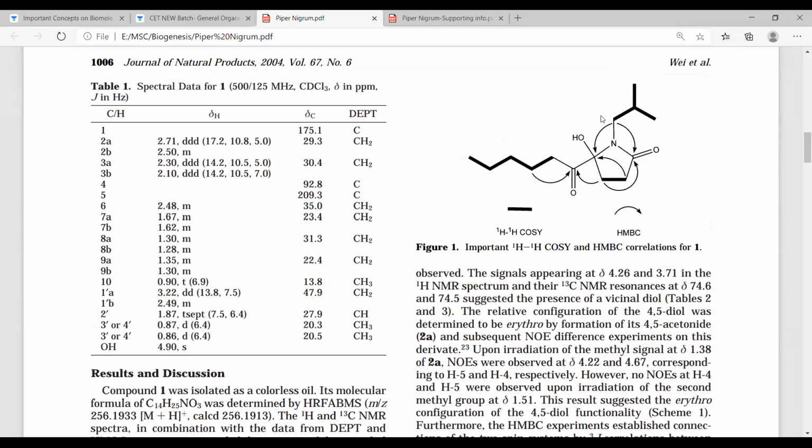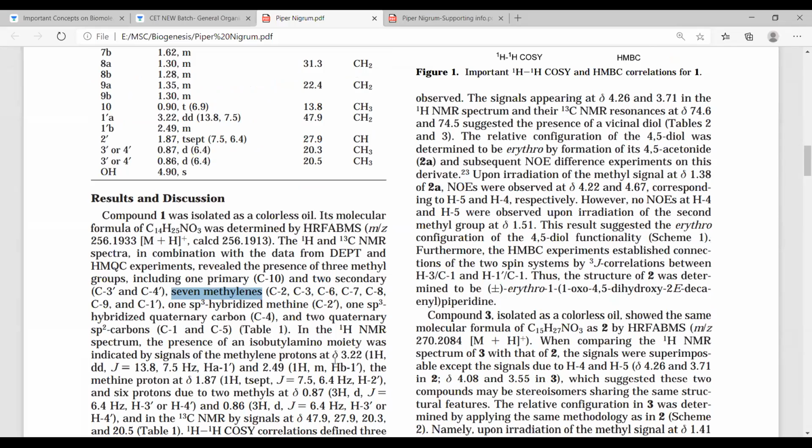Can you see my pointer? Do you see the pointer? Yes, sir. Okay, so based on that you can imagine it.